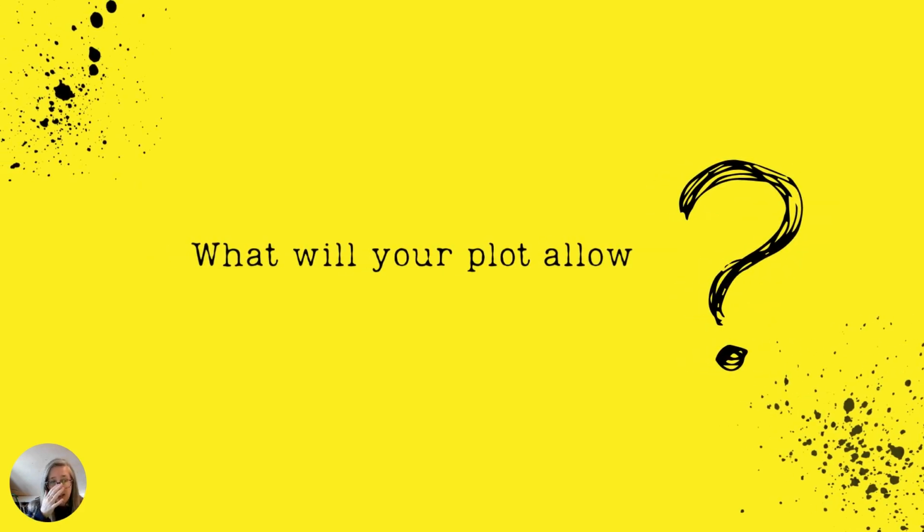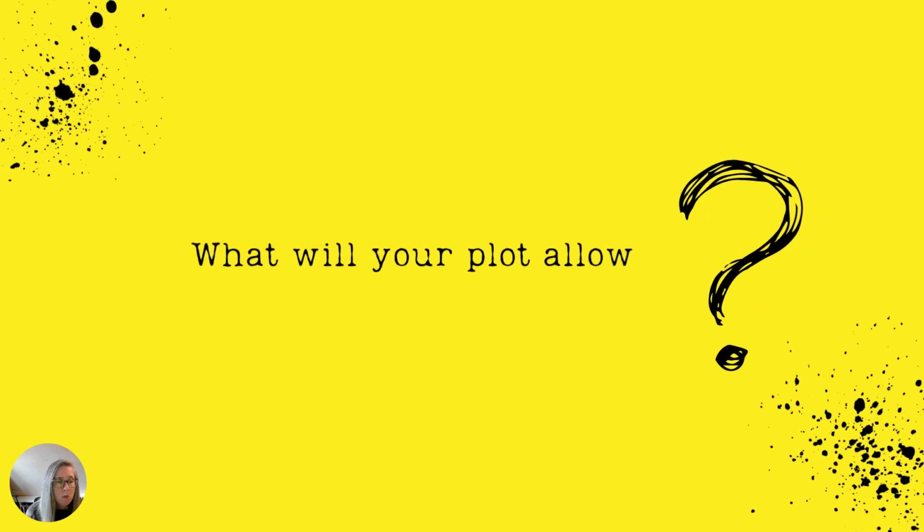But also take into account what your plot will allow. Now, this needs some thinking about. If you are writing detective fiction and you want the reader to know something that the main character doesn't know, how are you going to get that information to them? You might have to do omniscient, you might have to do third person limited, swapping between various people. What will your plot allow? So have a think about that.